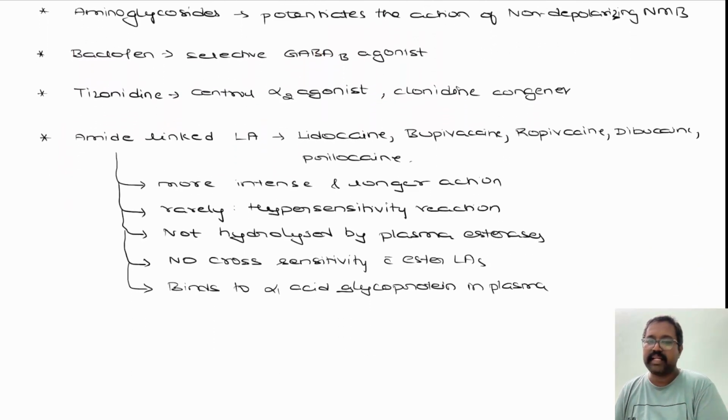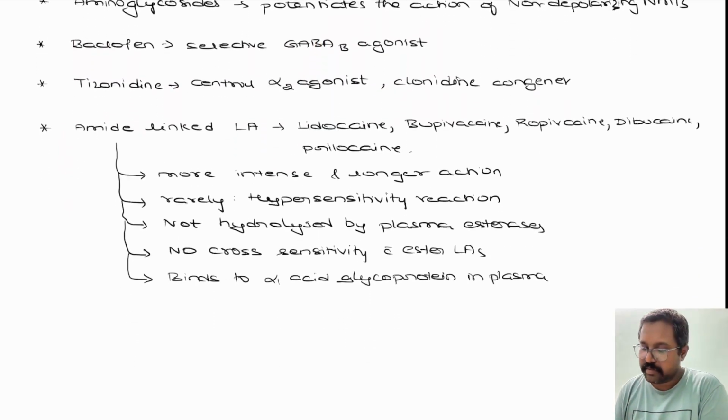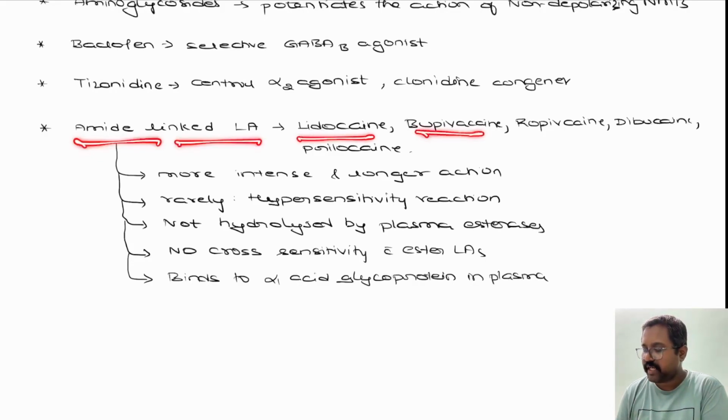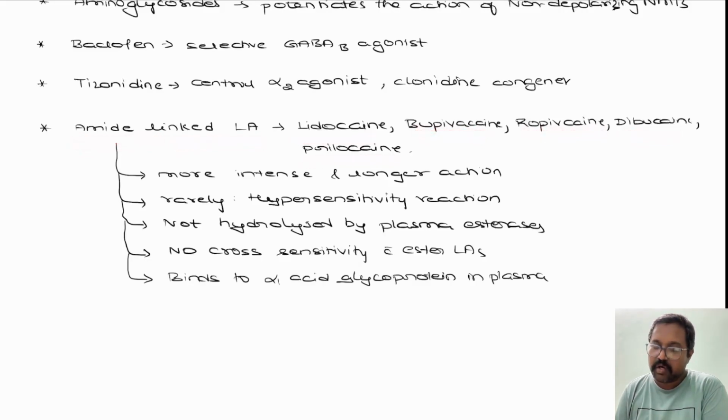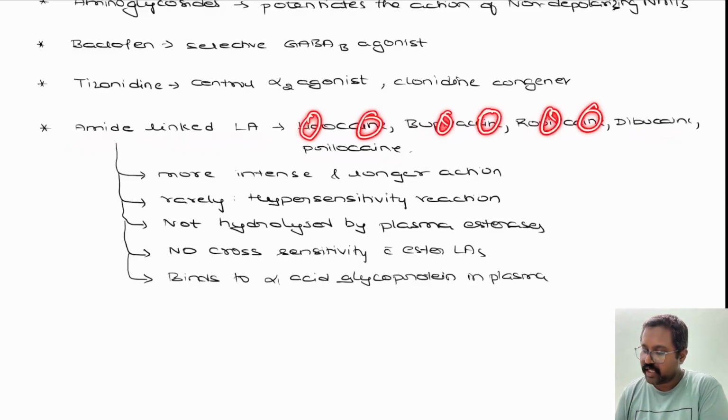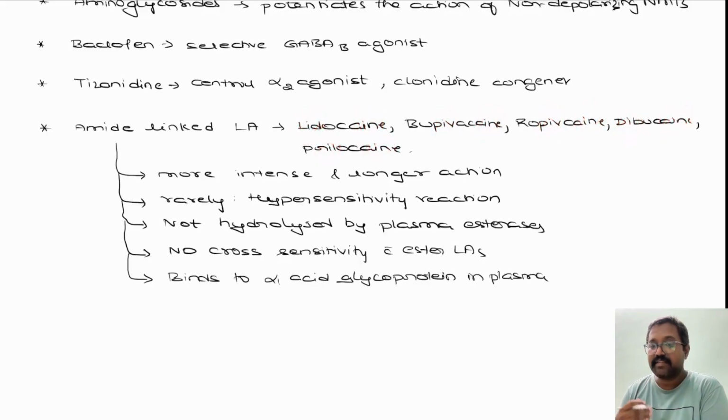Coming to the local anesthetics, you need to remember the difference between the amide linked local anesthetic and the ester linked local anesthetic. Amide linked local anesthetic examples are lidocaine, bupivacaine, ropivacaine, dibucaine, and prilocaine. So how to remember amide? All these drugs have two 'i's: lidocaine, bupivacaine, ropivacaine, dibucaine, and prilocaine. Whereas in case of ester link, you have only one 'i'.